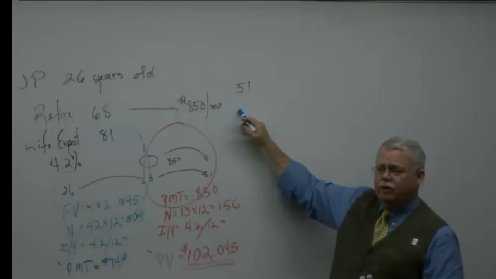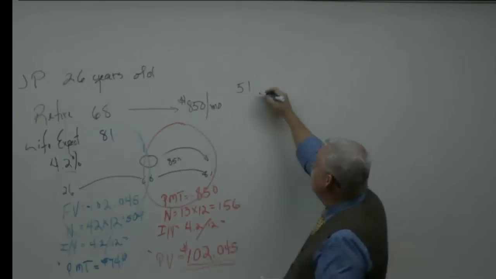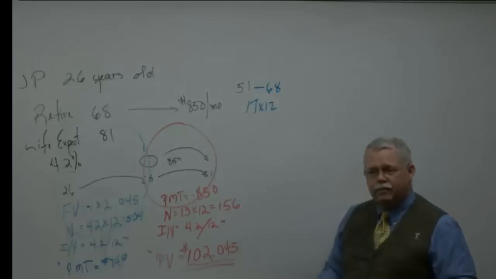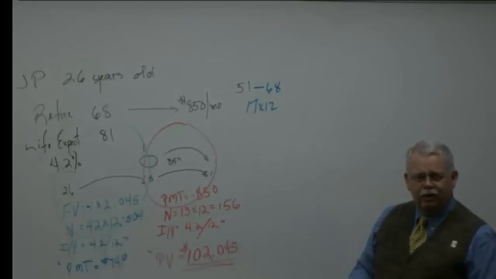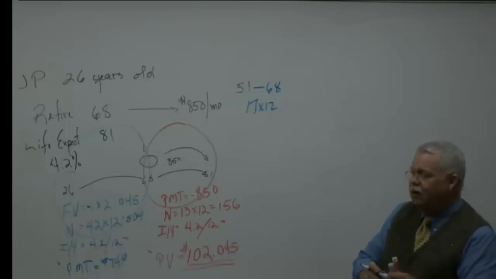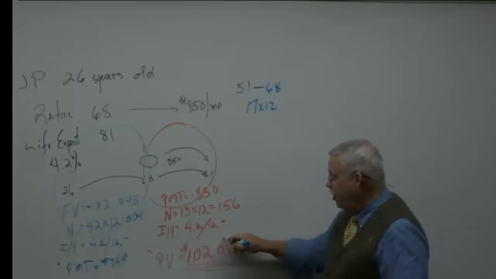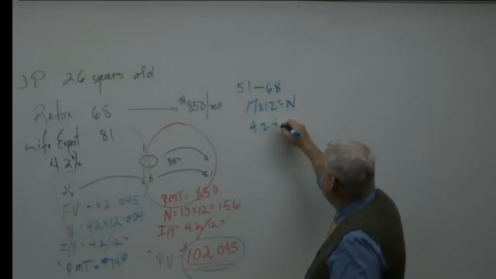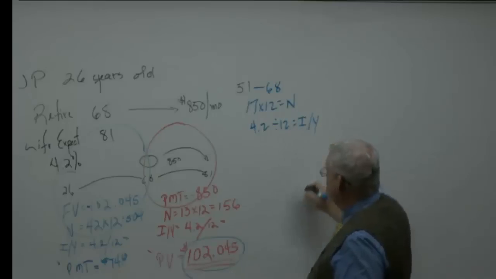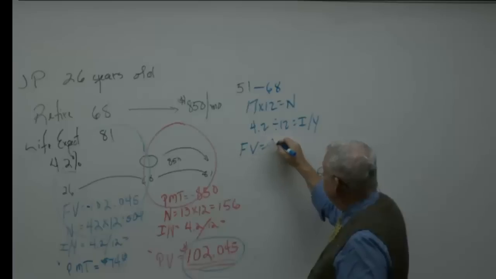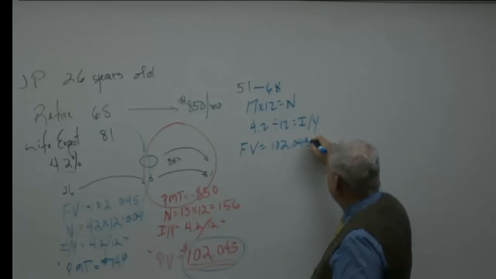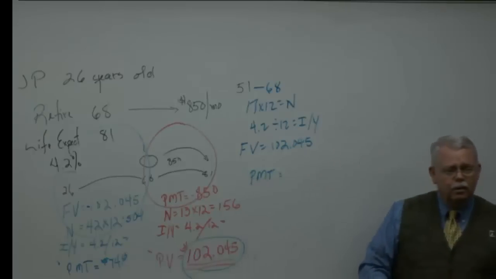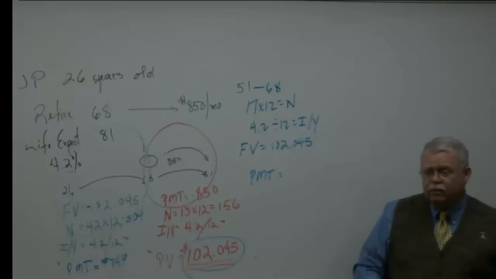So from 51 to 68, he's got 17 years to do this. What would his payment be? You have to do the future value. He still needs $102,045 to retire, so he's got N, and he's got 4.2 over 12 for I. What is his payment now?